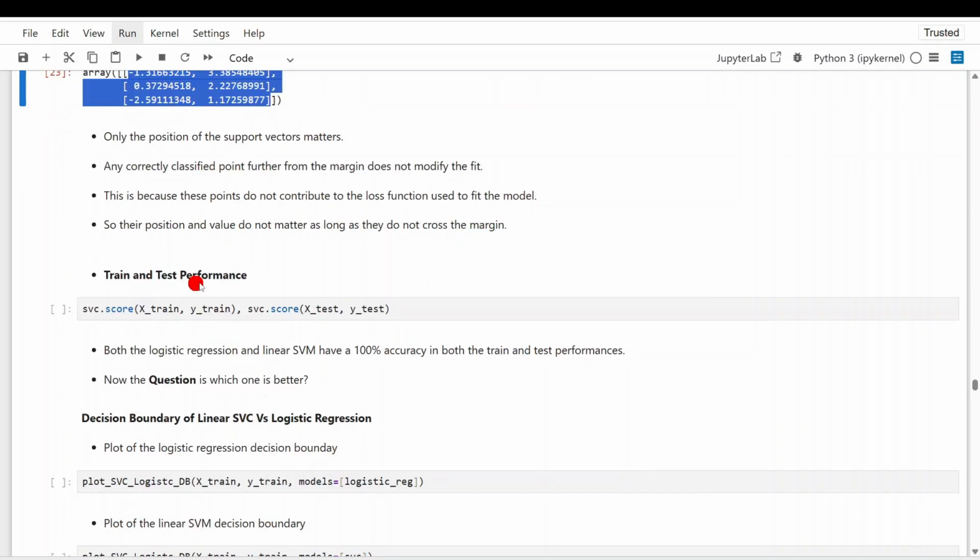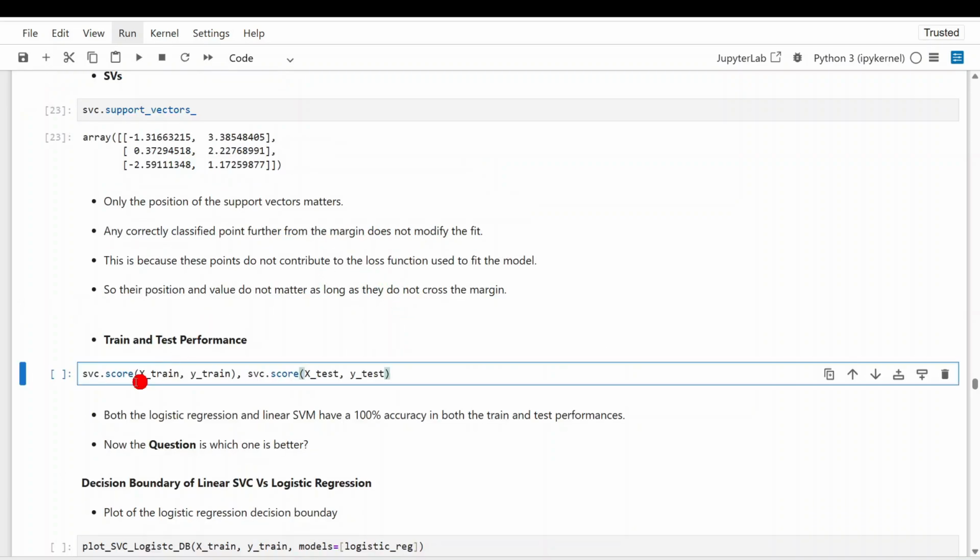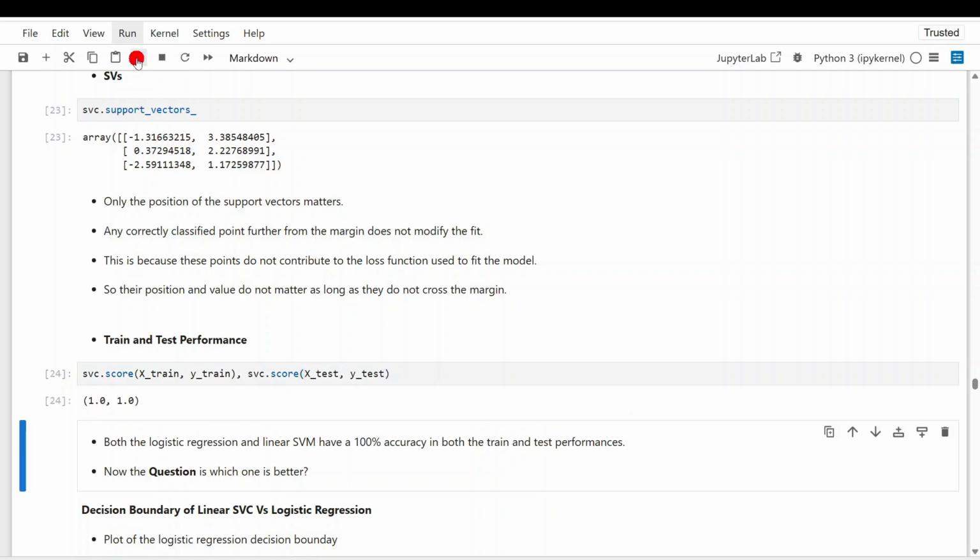Now let's see the train and test performance of our support vector classifier. In the trained model SVC, we need to call the method score and pass the training set to obtain the training score, and pass the testing set to obtain the testing score. If I run it now, like the logistic regression model, the linear support vector classifier has 100% accuracy in both the training and testing sets. Therefore, both models are equally effective in classifying the two different classes.